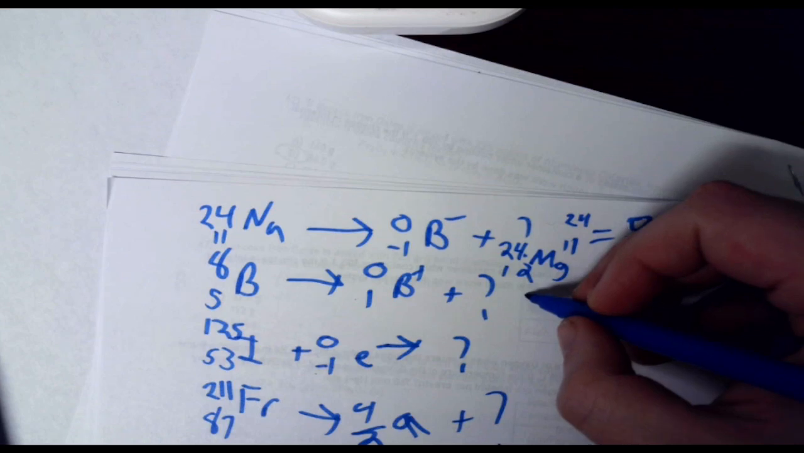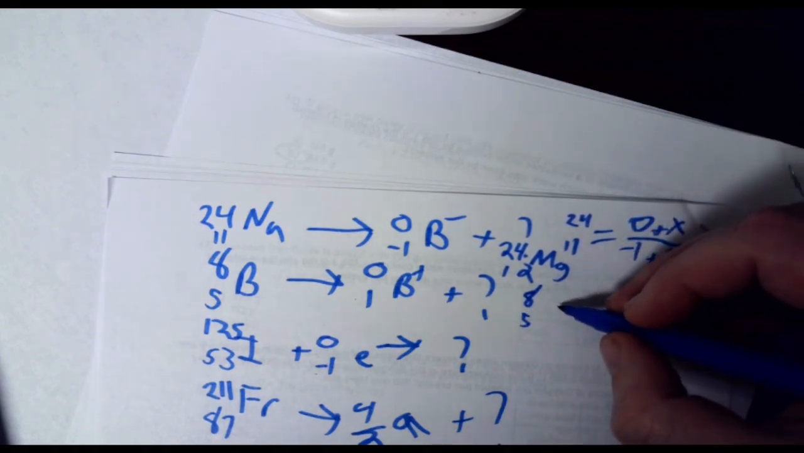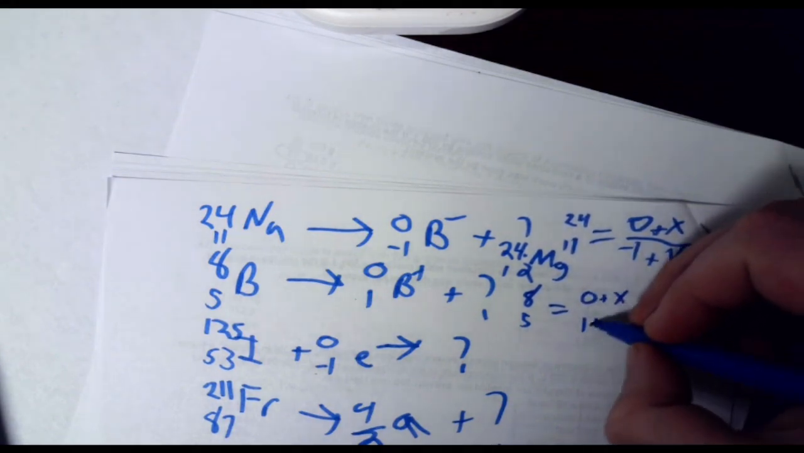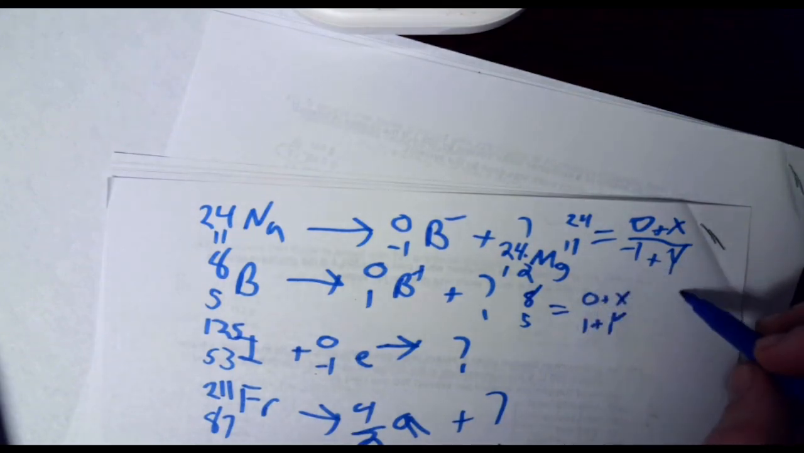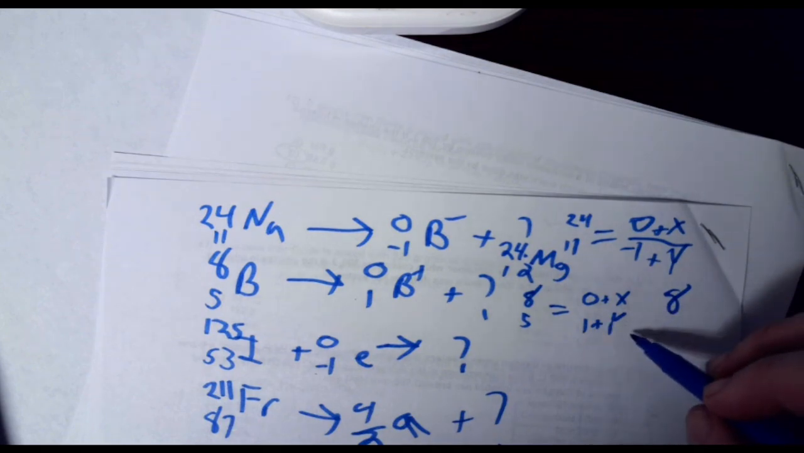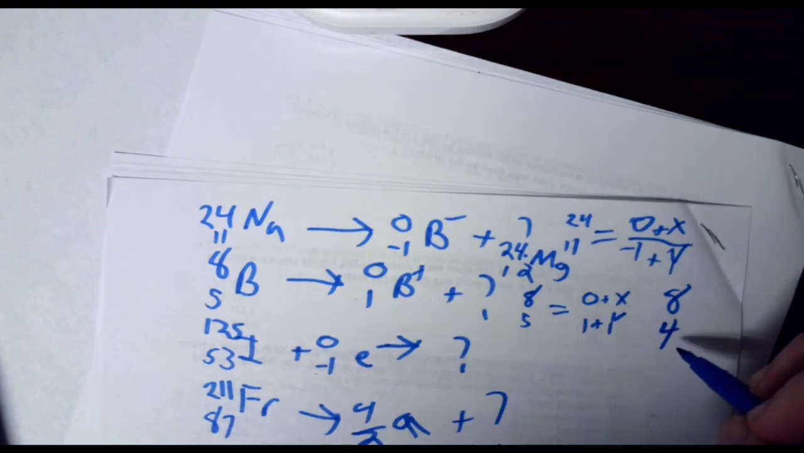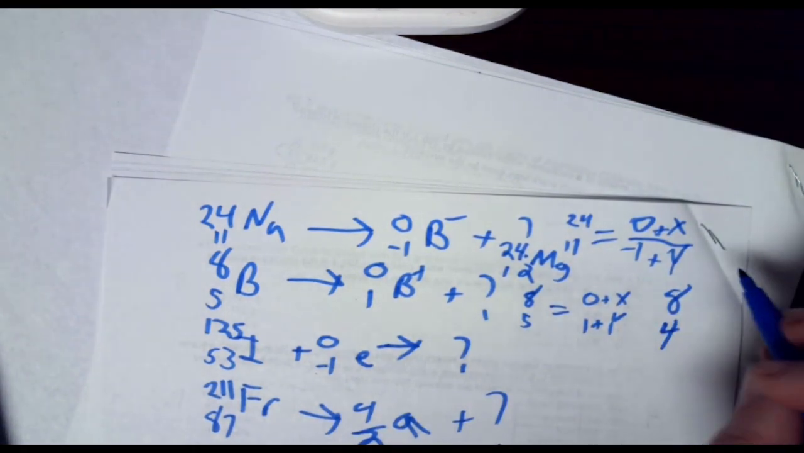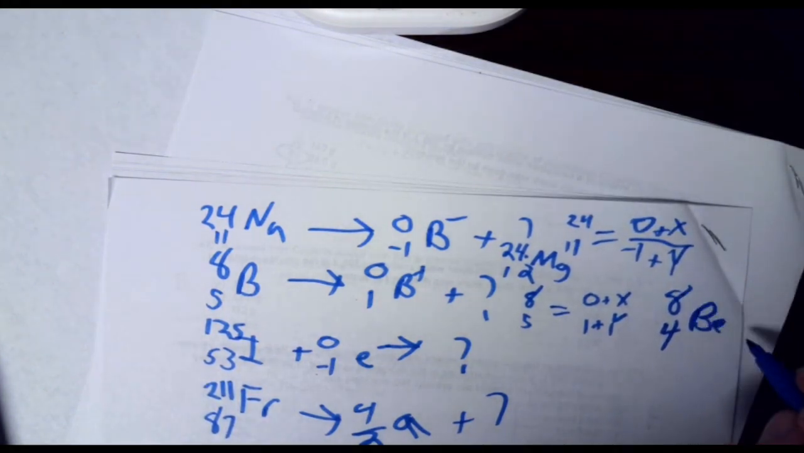So this one, boron, 8 and 5 equals 0, 1, x, and y. Well, 0 plus x equals 8, so whatever the element is, it's 8. 1 plus y is equal to 5, so this gets to be 4. Element 4 on the periodic table is what? Beryllium, I think? Yes, it is beryllium. So that is my product.